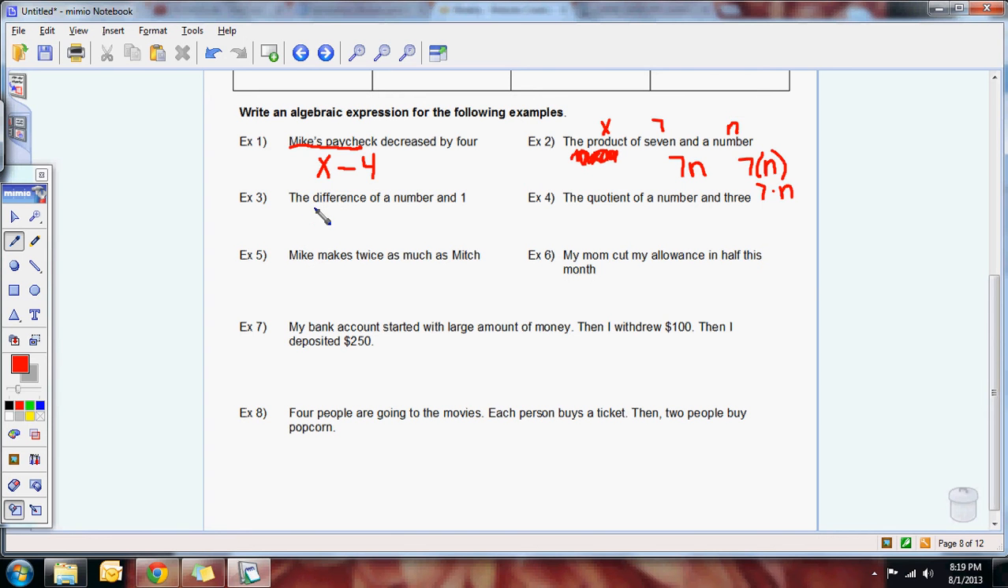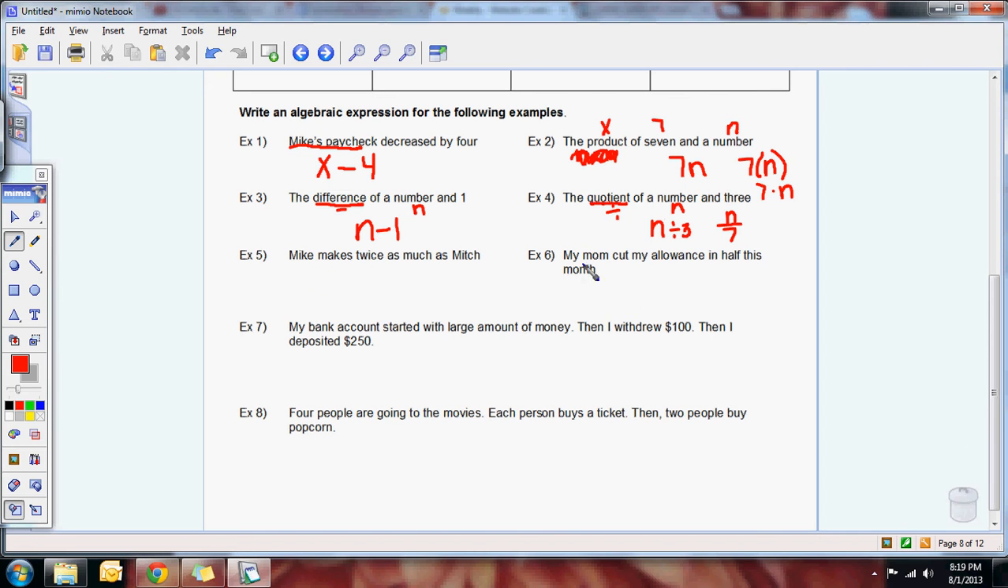All right, next one. Difference is our key word. That's going to mean to subtract. Number, I'm going to make it n, and then 1. So if you have difference, you have to go in order of what it's giving you. So we're going to write n minus 1. Quotient is our key word here. This means to divide. And then a number, we're going to make it n, and 3. So the quotient, we're going to go in order. So n divided by 3, or you can write it as n over 3.